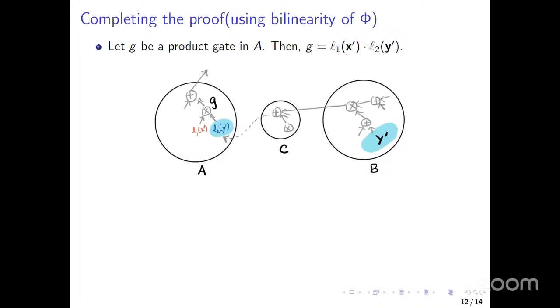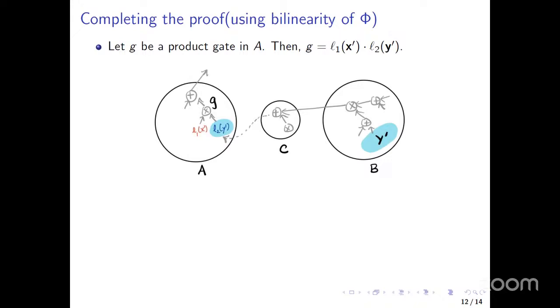If you look at a product gate here, it multiplies, it has two children. One is a linear polynomial in the x variables, the other is a linear polynomial in the y variables. So let's say that G is some product gate. It could be in any of these partitions. I'm just assuming it's in A. It has two children. Right? So it multiplied a linear polynomial in x with a linear polynomial in y.